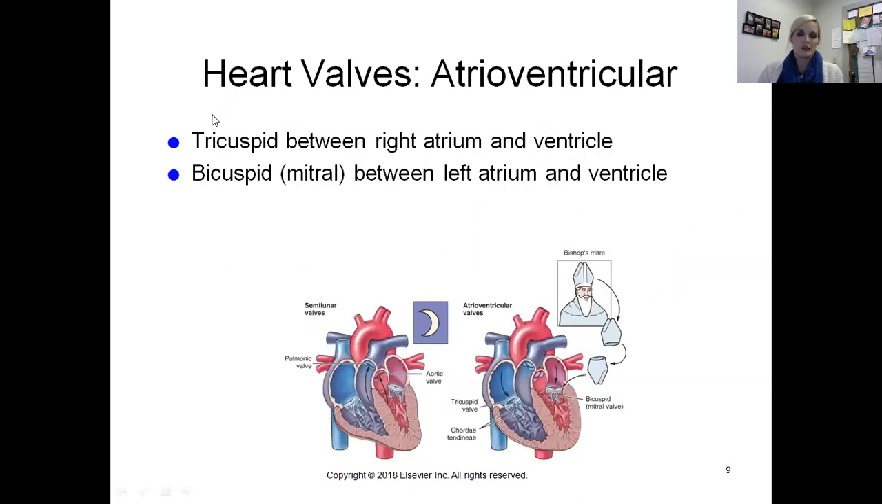So our heart valves, as I mentioned, here's what we had labeled. Number 4 was a tricuspid. It is between the right atrium and the ventricle. And the bicuspid, as I mentioned, also referred to as the mitral, is between the left atrium and the left ventricle. These are oftentimes referred to as atrioventricular, or commonly referred to as AV valves, for short, because they're between the atria and the ventricles. So that's why these valves are referred to that way. So our AV valves are those two.